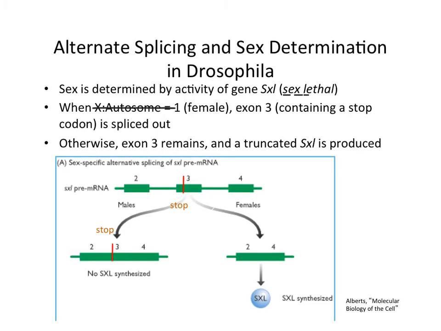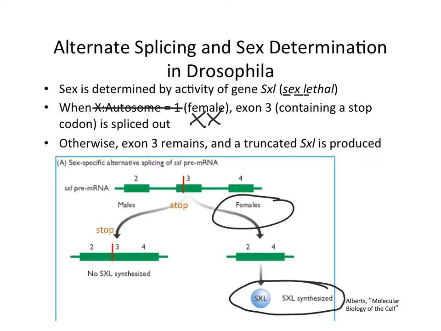When you've got 2 X chromosomes, you're female. There's a gene called SXL, which stands for sex lethal. Pretty kick-ass gene name. When you have 2 X chromosomes and you're female, that's down here, exon 3 gets removed from the transcript of sex lethal. That allows females to produce one version of the sex lethal protein. So that's all on the right side of the screen. So if you're female, 2 X chromosomes, you produce the full-length sex lethal protein.